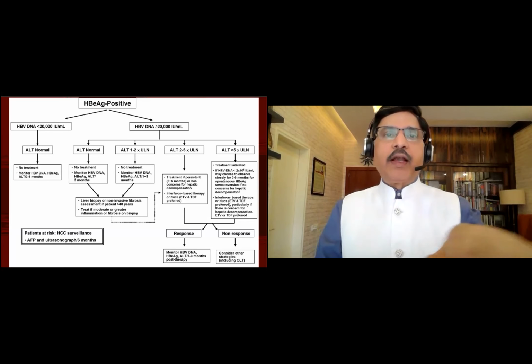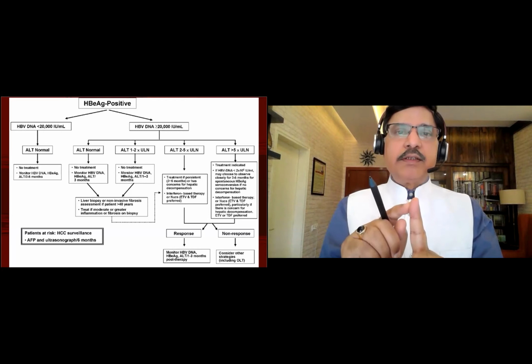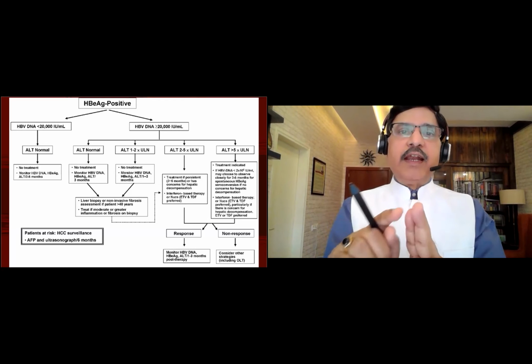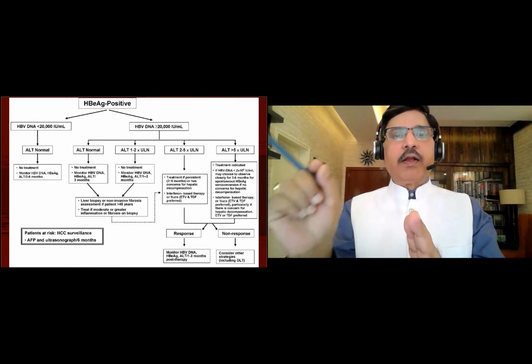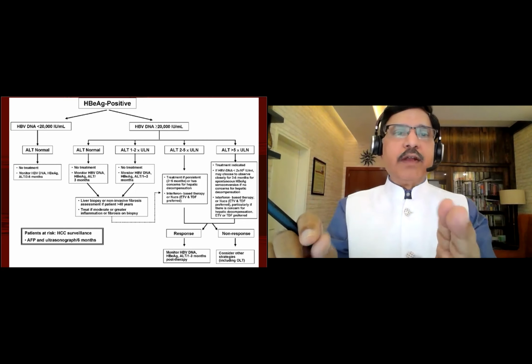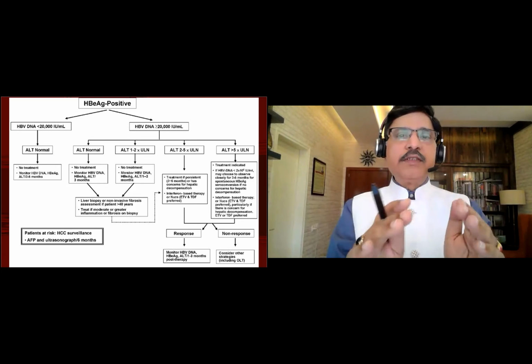How did we come here? We first did an HBsAg. When the test is positive, we then did an HBeAg, and also did the other antibodies to see whether it is chronic or recovery or whatever it is. Once HBeAg is done, it is positive or negative. If it is positive, it means he is having active disease.